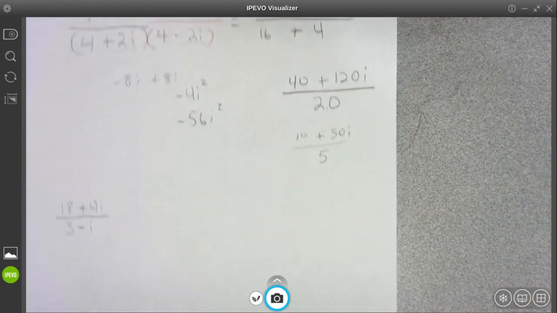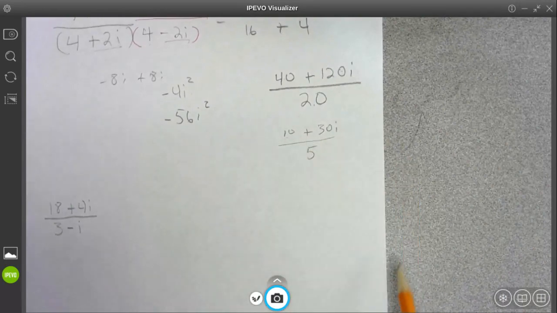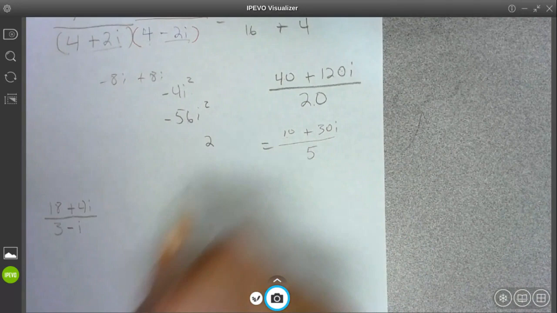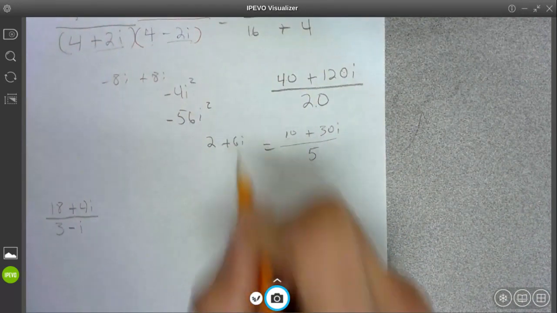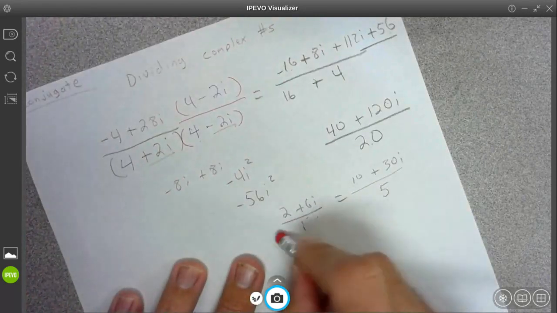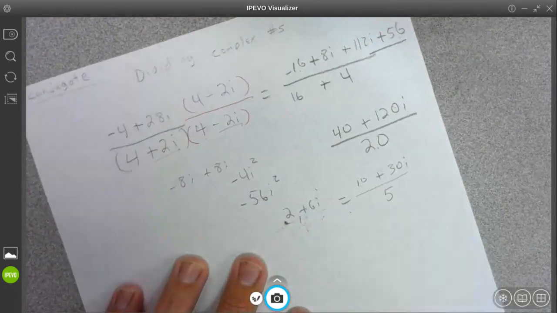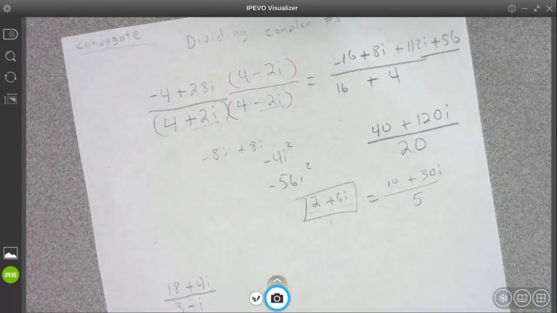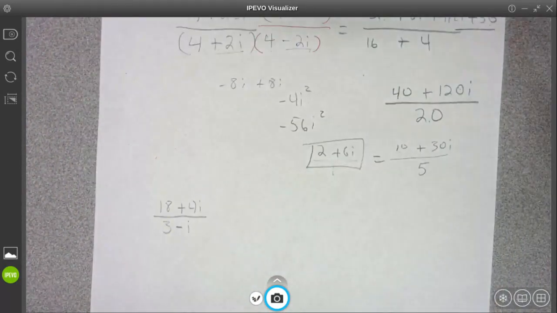Now, all three pieces can be divided by 5. So our final answer here is a 2, a 6i, and a 1. So really, we don't even need that 1. That's our final answer. 2 plus 6i. Boy, that was magical.